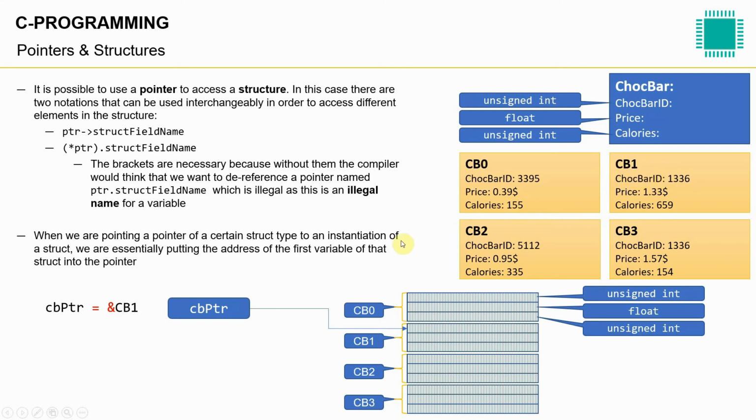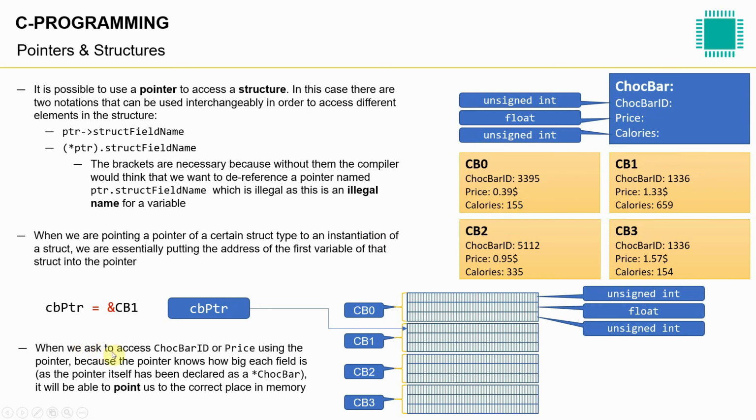Now, when we ask to access chalkbarID or price using the pointer, because the pointer knows how big its field is, as the pointer itself has been declared with a data type of chalkbar, so it knows actually what is the format of the structure, it will be able to point us in the correct place in memory. Basically, the data type of the pointer tells the pointer where the elements are within the structure, effectively.